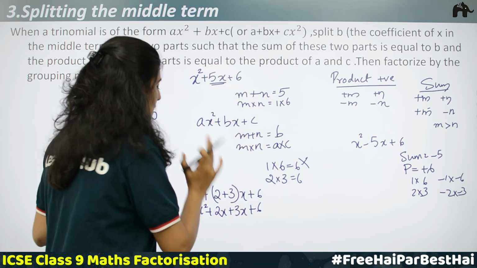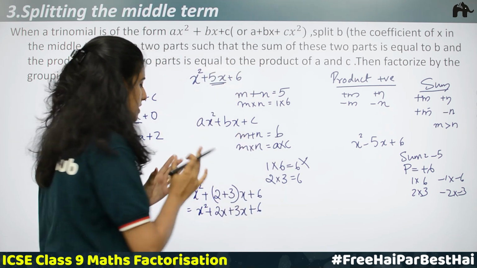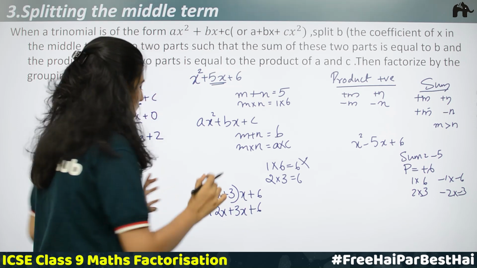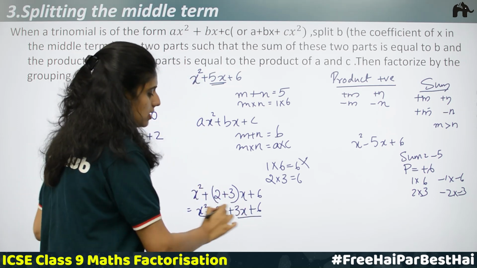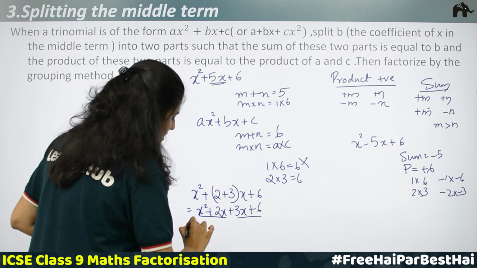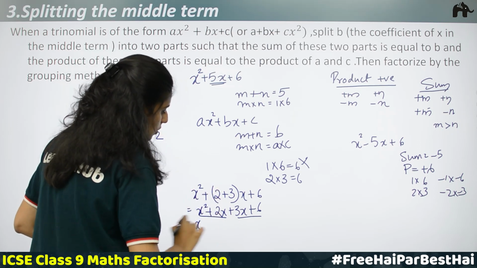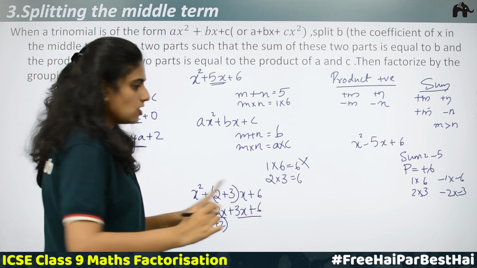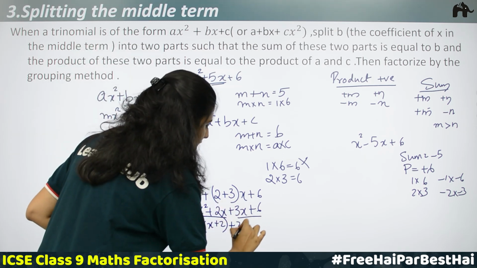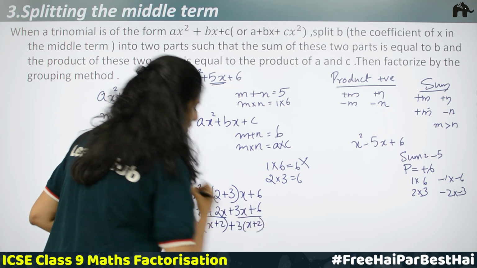Now, after splitting the middle term, the next step is grouping. Grouping we have studied before. So here when you consider these two terms and these two terms, what is common? X square plus 2x. X is common, taking out x, remaining x plus 2. Here what is common? 3 is common. 3 can be taken out, plus 3 into x plus 2.